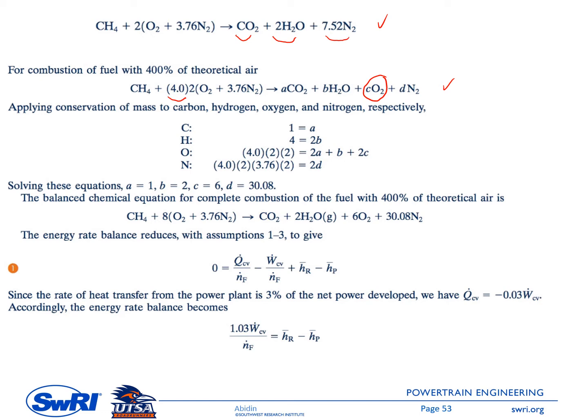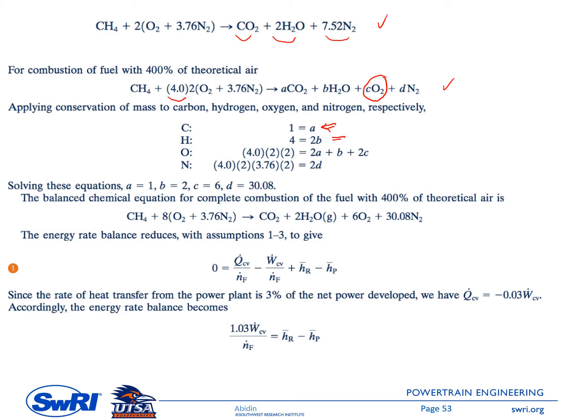So in this new reaction, we have 4 coefficients that need to be calculated. One is A, and then B, C, and D, okay? And we can fix these 4 coefficients by applying the conservation of mass for carbon, hydrogen, oxygen, and nitrogen respectively. So for example, we can start by applying the conservation of carbon. On the left side, we have 1 C. On the right side, we need to have 1 C. Therefore, we fix A equal to 1.